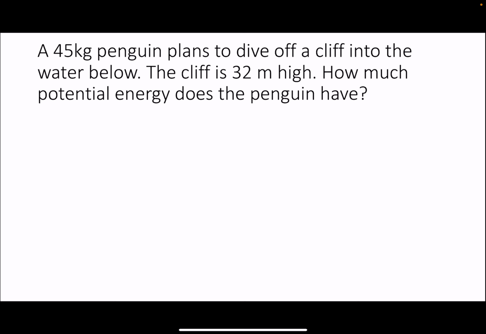So if a penguin plans to dive off a cliff into the water below, and the cliff is 32 meters high, how much potential energy does the penguin have? It's as simple as plugging it in: mass times 9.8 times the height. So just mgh, and just throw it into a calculator. Don't try to do this in your head. Just throw it in.